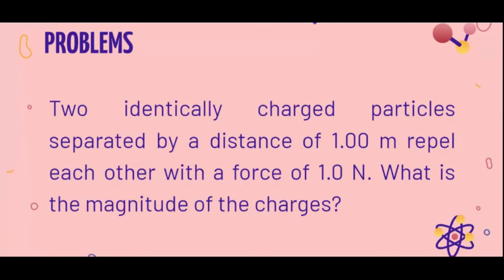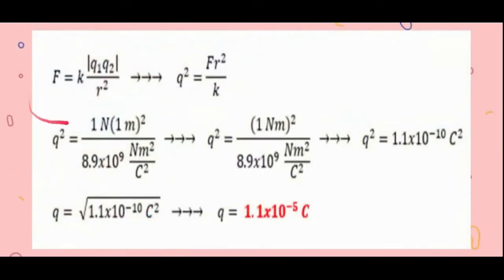That's our job to find out right now. What are the given variables? We have a distance of 1 meter and a force of 1 Newton. We are trying to look for the magnitude of the charge. So how do we do that? Of course, we're going to use our Coulomb's law equation. F is equal to k times Q all over r square. And this is it.